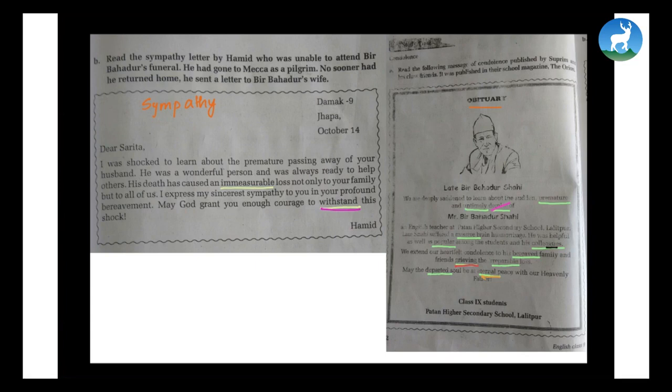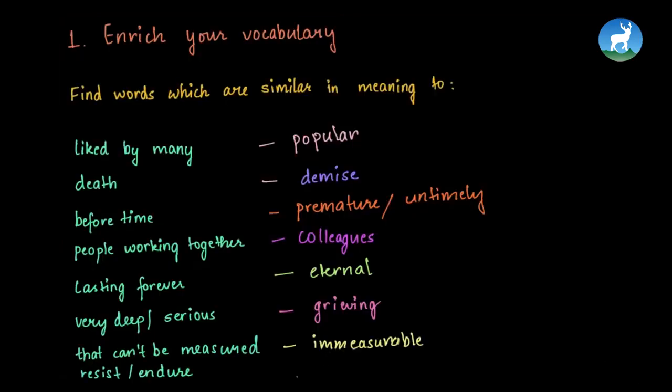It means to remain unaffected. So we already have the word withstand, so we note it down. Resist or endure means to withstand. And here we come to the end of our vocabulary section. We have found the words which are similar in meaning to these words from the text given. Next, we will be moving towards reading and matching the sentences.